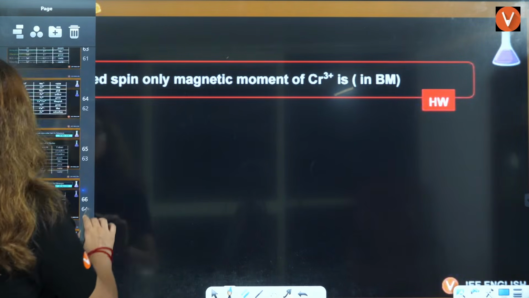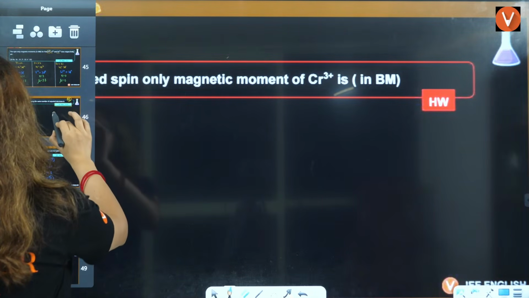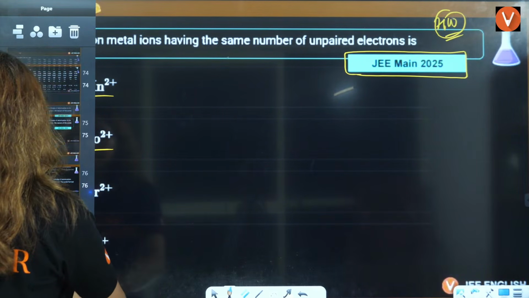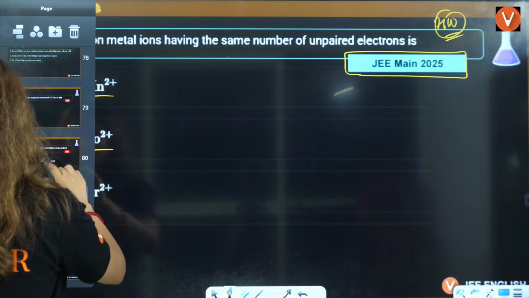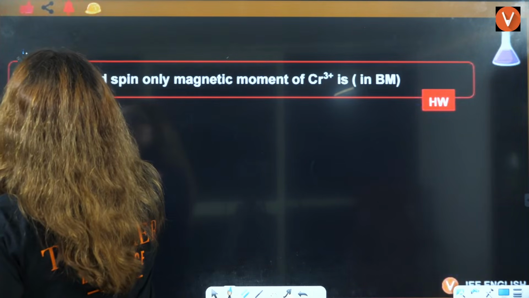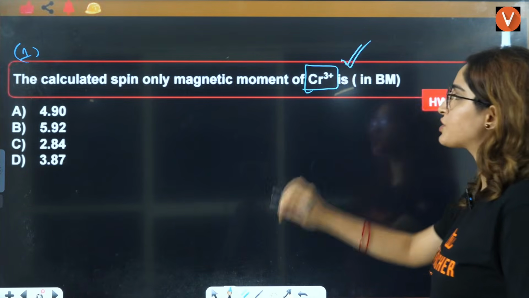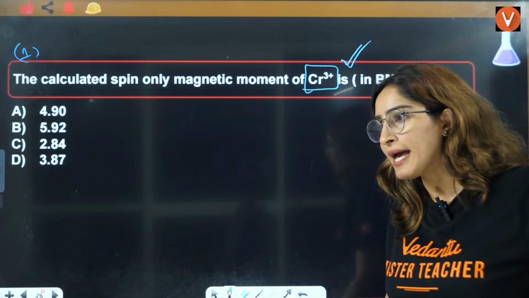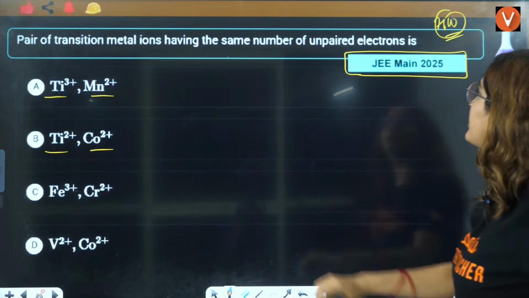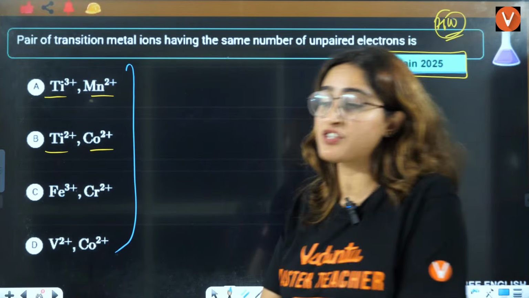So let me just show you what questions you need to do here. The question that I gave you for homework is this JEE 2025 question and this one. This one we have not done till now. This is the first question: calculate the spin only magnetic moment of Cr3+. Then the second question is about a pair of transition metals. This is a JEE 2025 question that you will do yourself. Write down in the comment section which is the correct answer.